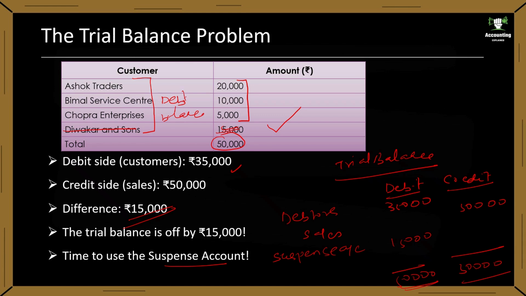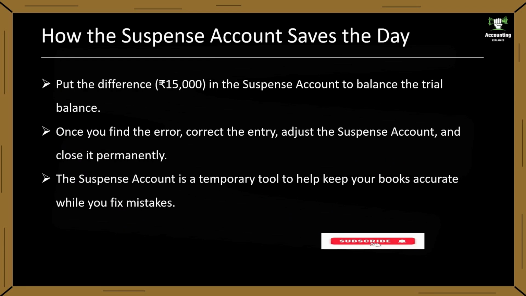Now the suspense account is on the debit side, so it will be taken to the asset side of the balance sheet as suspense account. That we have already discussed. Remember that. Don't forget it. So you have taken the 15,000 in the suspense account and we have balanced the trial balance.